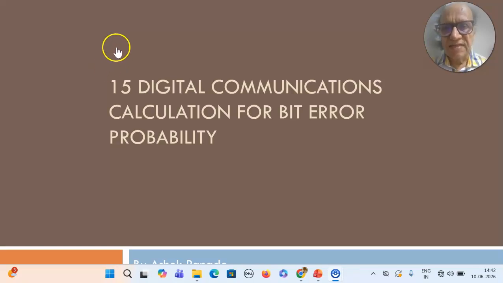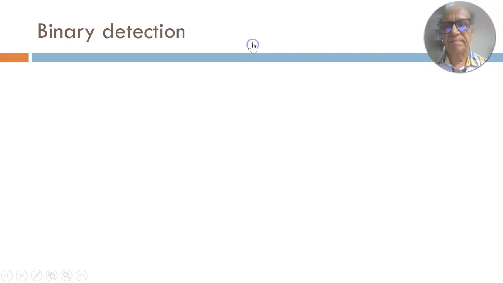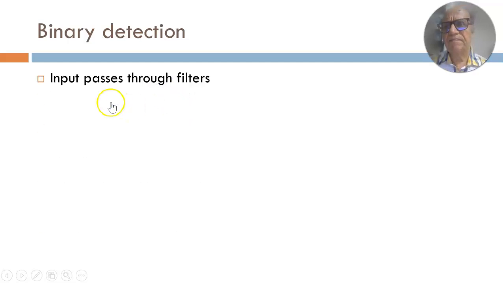So this is the 15th session in the subject of digital communications, and we are going to study the calculation for bit error probability in the binary detection. So let us start. Let us first of all revise our concepts of binary detection, which we have already studied. Last time we studied the block diagram and also studied how the binary detection is done. So let's quickly revise that.